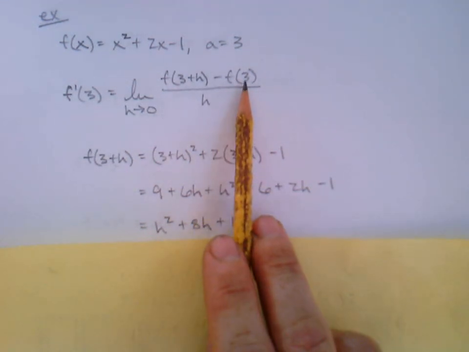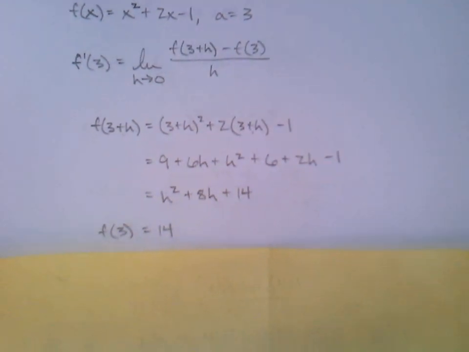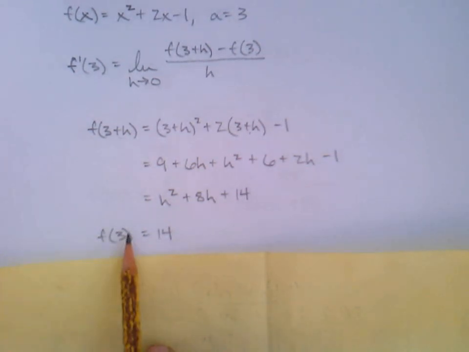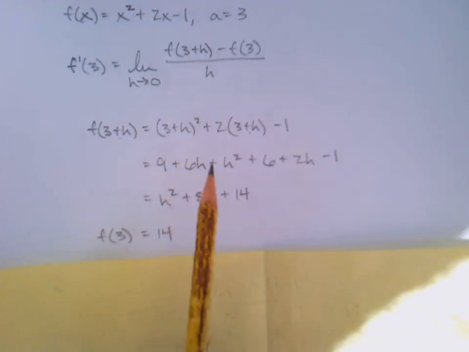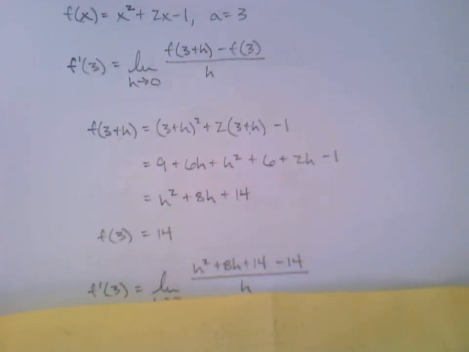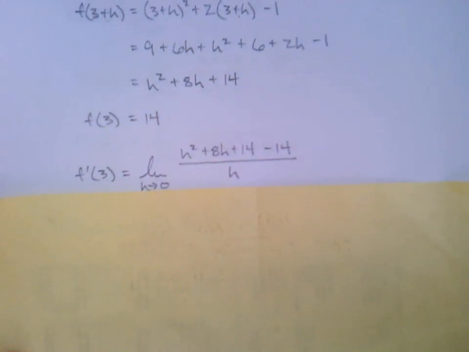Maybe at the same time, what's f of 3? Well, I think we did this back in the last example. That's all right. F of 3, plugging 3 in, well, we get 14. Okay. So let's put these parts into our formula, and I'll just kind of go ahead and slide all this up here.